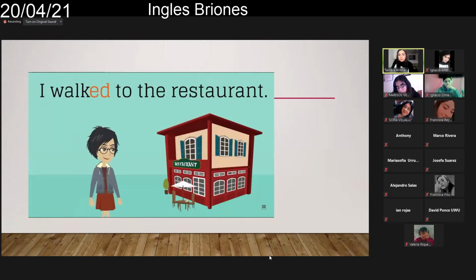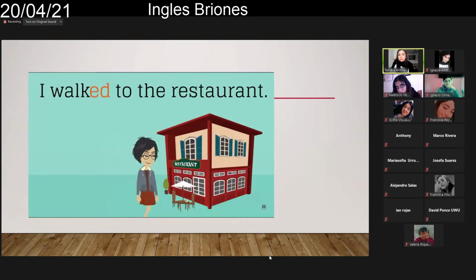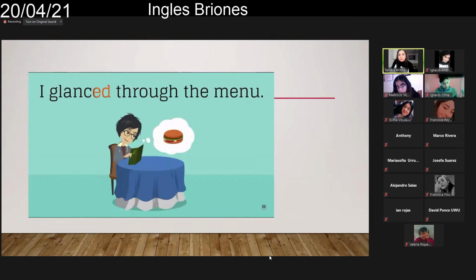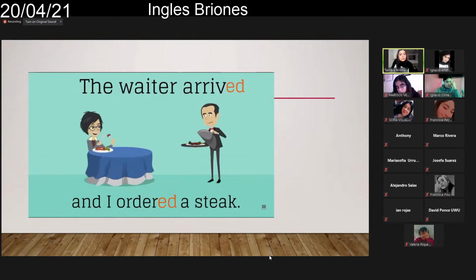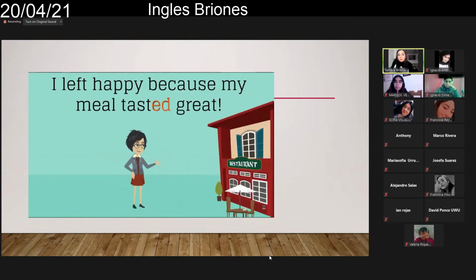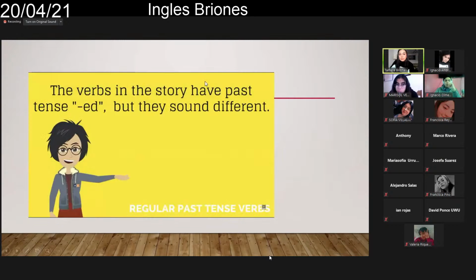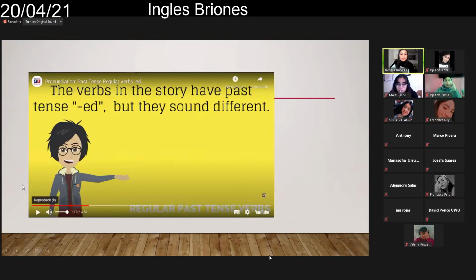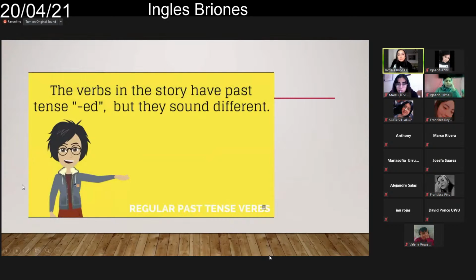Last weekend, I walked to the restaurant. When I got there, I glanced through the menu. The waiter arrived and I ordered a steak. After dinner, the waiter handed me the bill. I left happy because my meal tasted great. These verbs all have the past tense ed, but they are pronounced in 3 different ways.